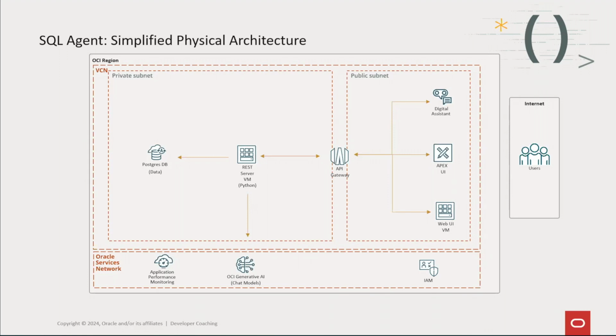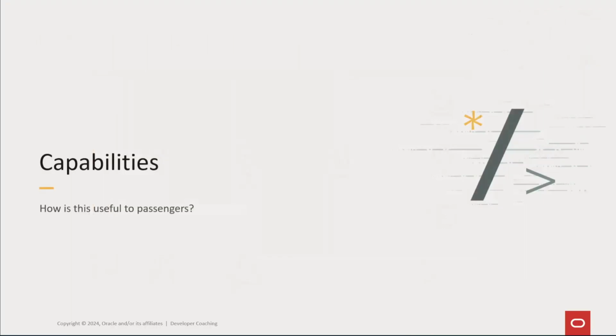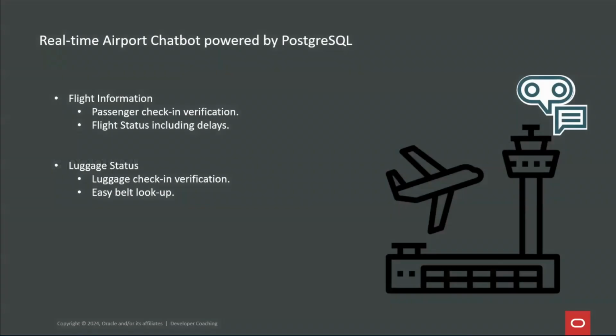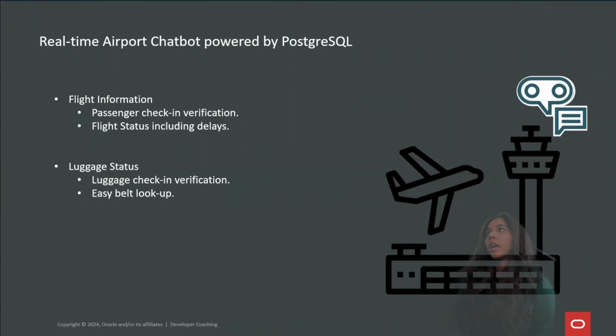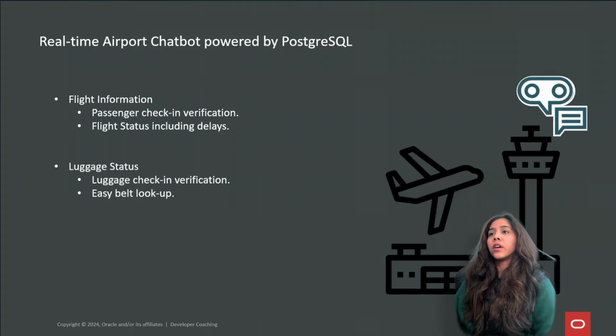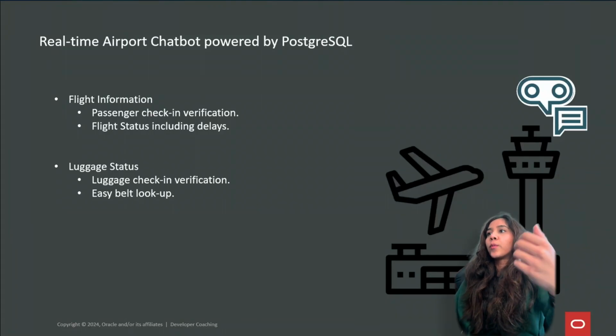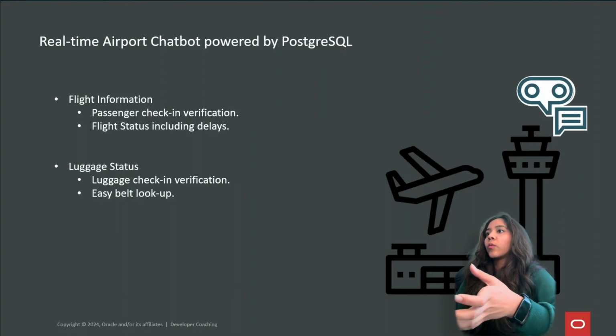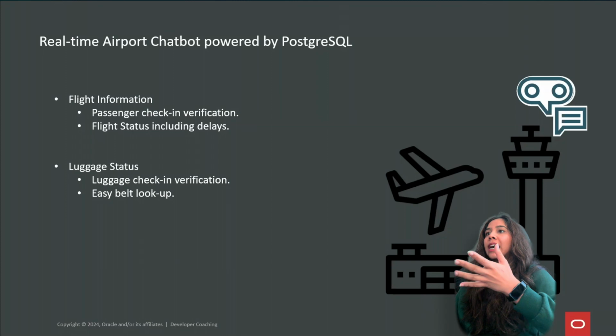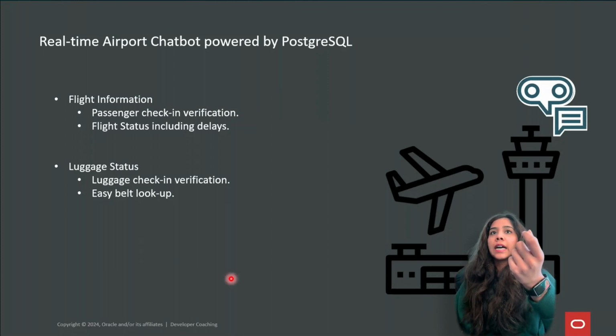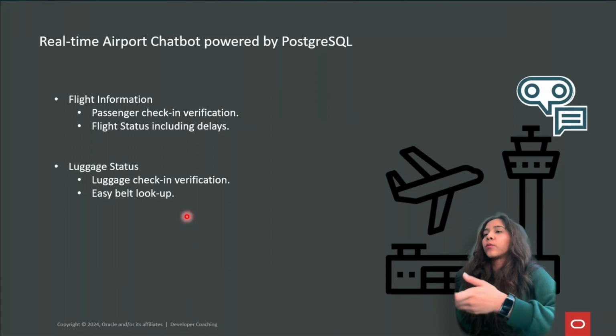And now let's look at the capabilities of our real-time airport chatbot. Passengers can use this chatbot to verify their check-in status and also retrieve real-time flight updates, including potential delays. This chatbot can also be used to help with luggage tracking. So passengers can check whether their luggage has been successfully checked in. They can also check whether their luggage has been damaged or if it's at baggage claim. And it can also be used as an easy lookup for the belt at which the luggage is located.